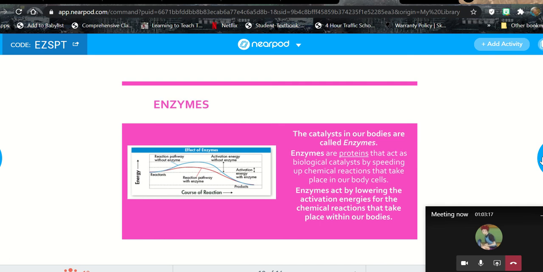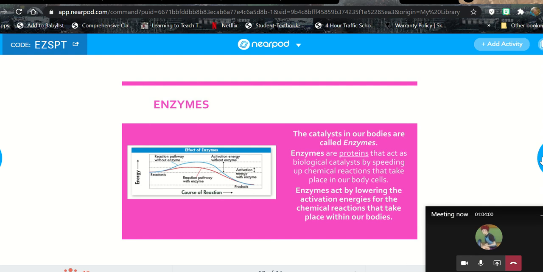In our bodies, those catalysts are called enzymes. So now we're getting into our other topic. We're talking about chemical reactions today and enzymes. In our bodies, those catalysts that cut the activation energy in half are called enzymes. Enzymes are proteins, so they're a macromolecule, so that's one of the reasons why we digest proteins in order to create these enzymes. Enzymes are proteins that act as biological catalysts by speeding up chemical reactions that take place in our body cells. Enzymes act by lowering the activation energies for the chemical reactions that take place in our bodies. So again, it's the same thing. An enzyme is a catalyst.